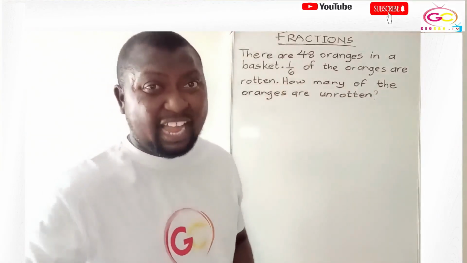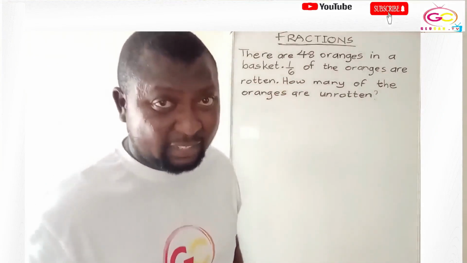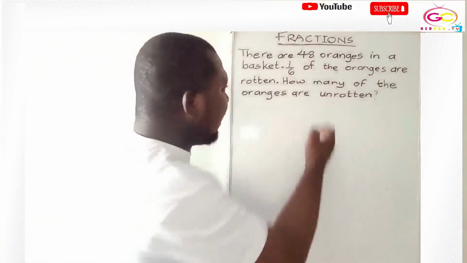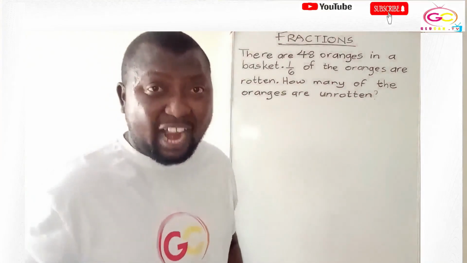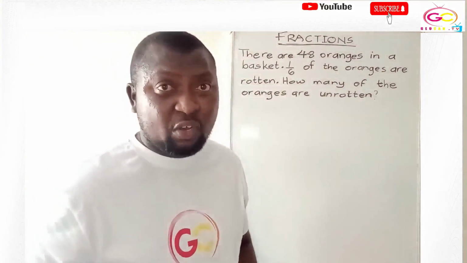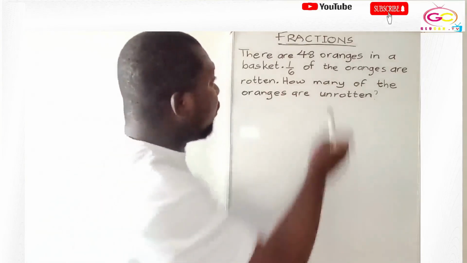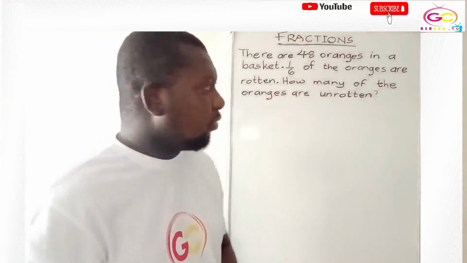And that will give us the actual number of oranges that is rotten. But look at the question. What is the question expecting from us? The number of oranges which are unrotten. So if you are able to find the number of oranges which are rotten, we'll just subtract that from the total number of oranges. Then we'll get the number of oranges which are unrotten.